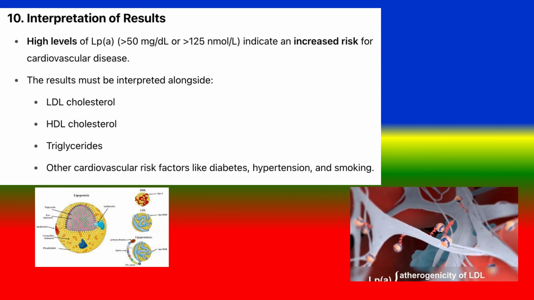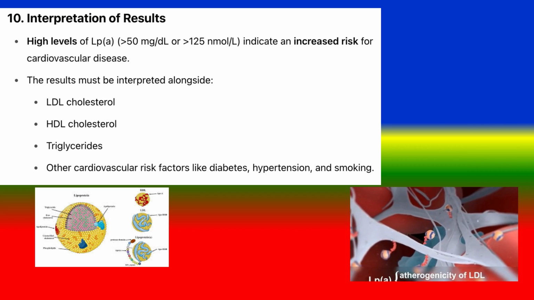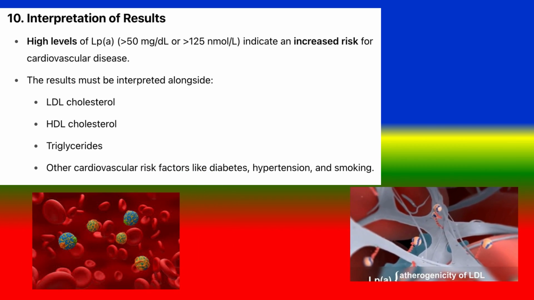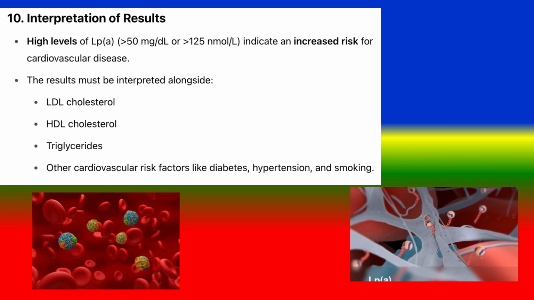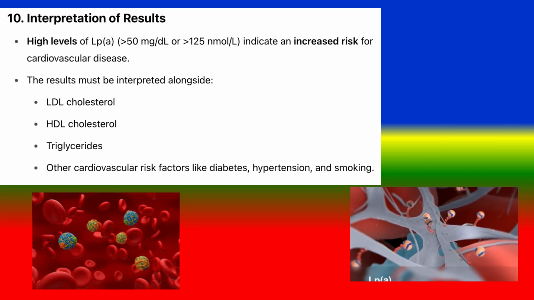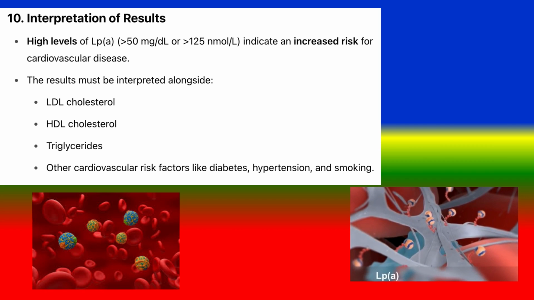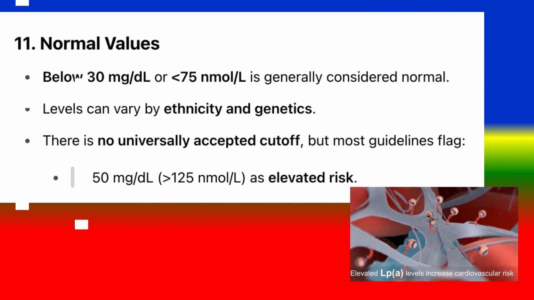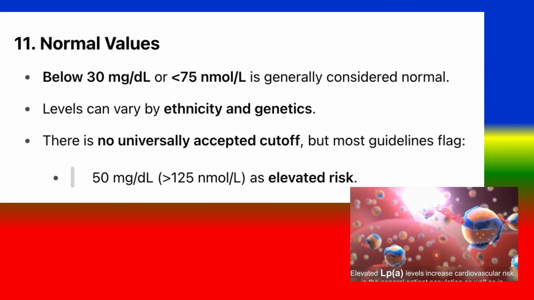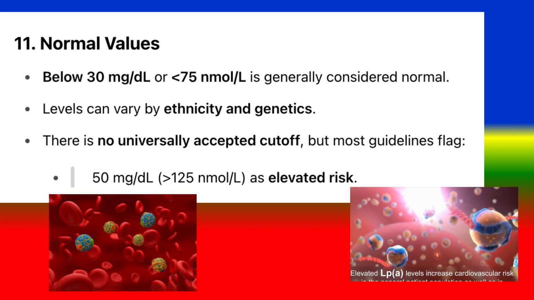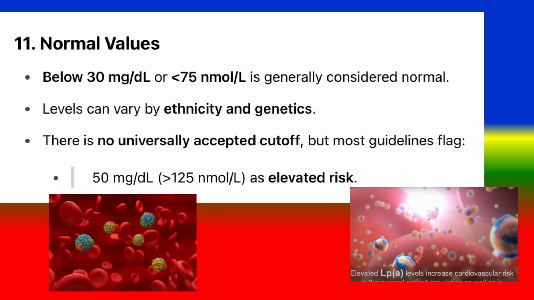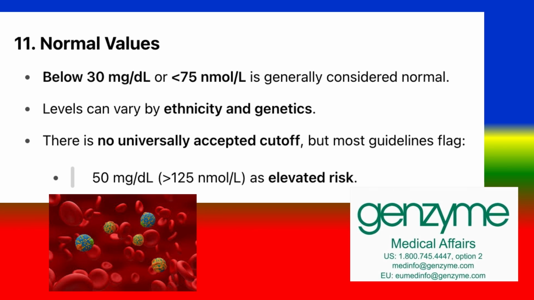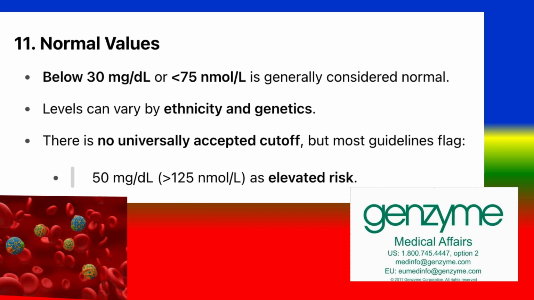10. Interpretation of results. High levels of LPA, 50 mg/dL or 125 nanomolar, indicate an increased risk for cardiovascular disease. The results must be interpreted alongside LDL cholesterol, HDL cholesterol, triglycerides, and other cardiovascular risk factors like diabetes, hypertension, and smoking. 11. Normal values. Below 30 milligrams per deciliter is generally considered normal. Levels can vary by ethnicity and genetics. There is no universally accepted cutoff, but most guidelines flag 50 mg/dL or 125 nanomolar as elevated risk.